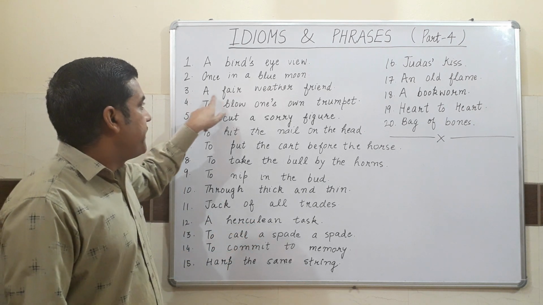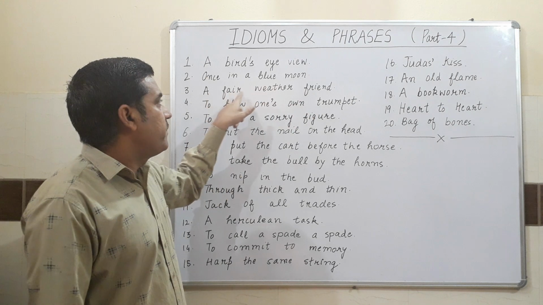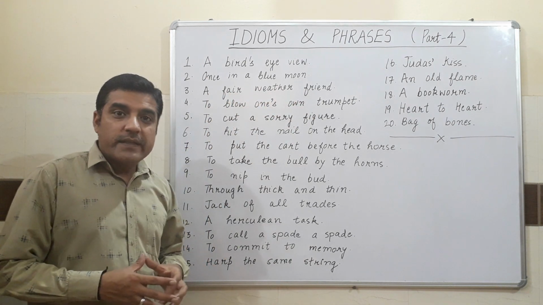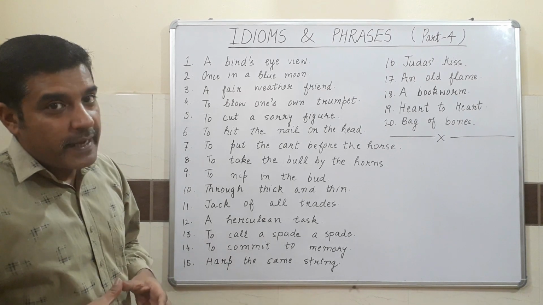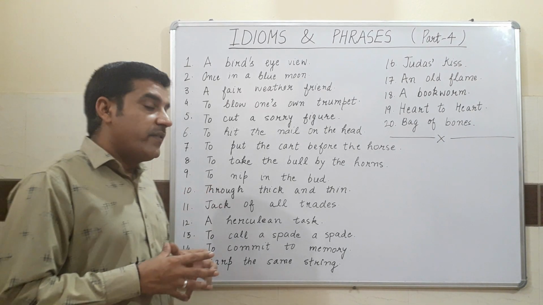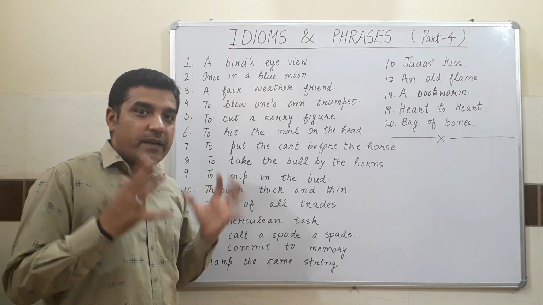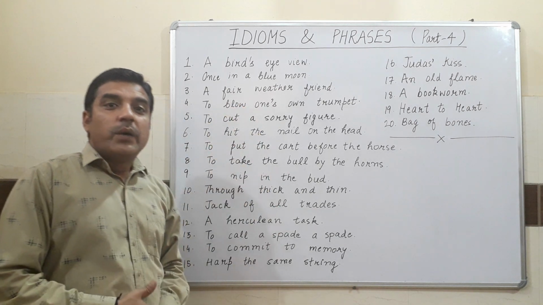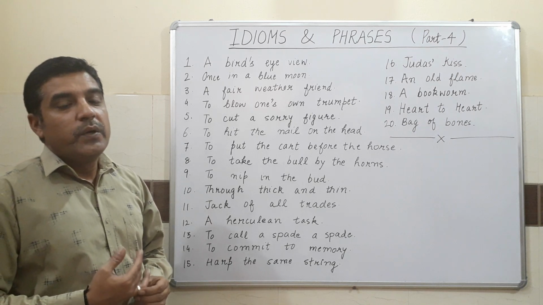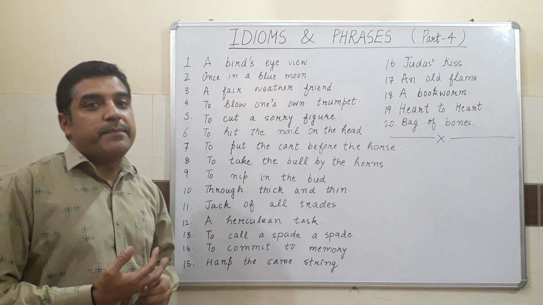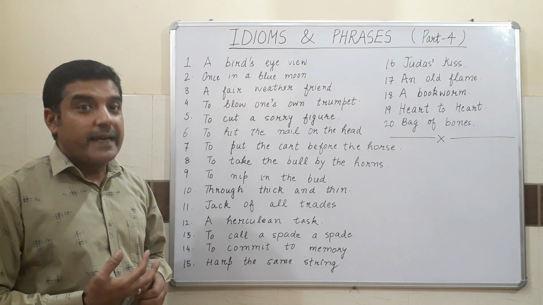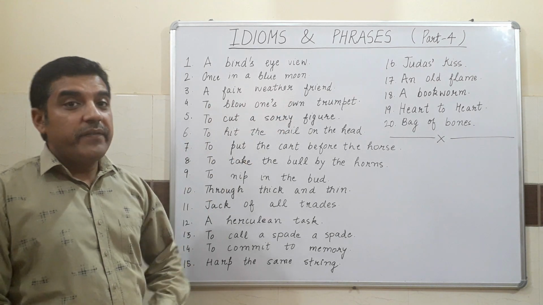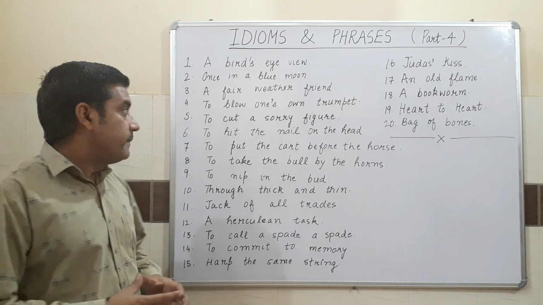Third says a fair weather friend. A fair weather friend is a friend who is with you only in good times. As soon as the adverse times come, they will go. They will leave you. So a fair weather friend is somebody who helps you or who is with you only during your good times and not during your bad times. So such friend is a fair weather friend. We should beware of fair weather friends.